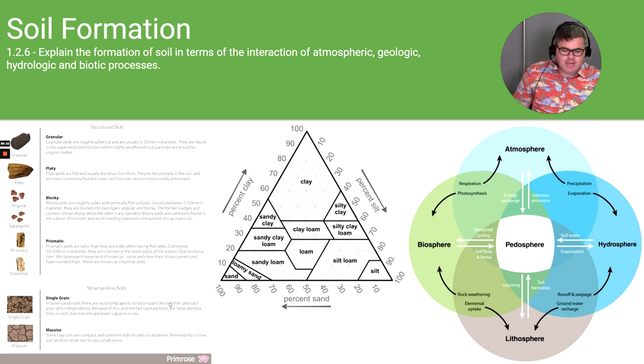If you're looking down here at the very bottom on the left-hand side, where we have single grain or massive, a massive ped is made out of primarily clay, and it's all one large mass. The permeability and aeration is very small because there's not a lot of avenues for them to move through.